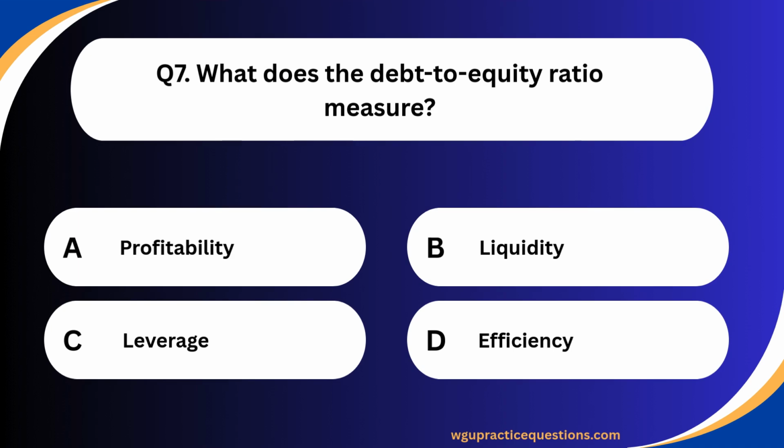Question 7. What does the debt-to-equity ratio measure? A. Profitability. B. Liquidity. C. Leverage. D. Efficiency. Which one is the correct answer?